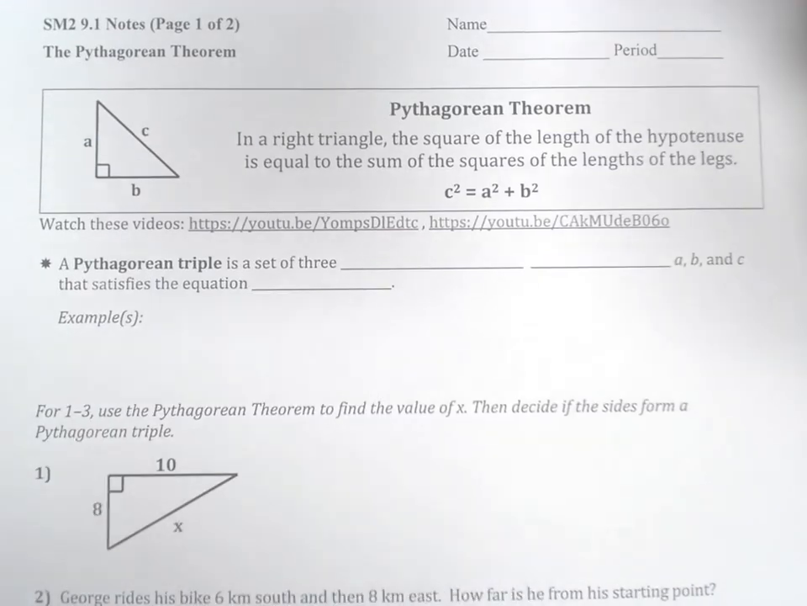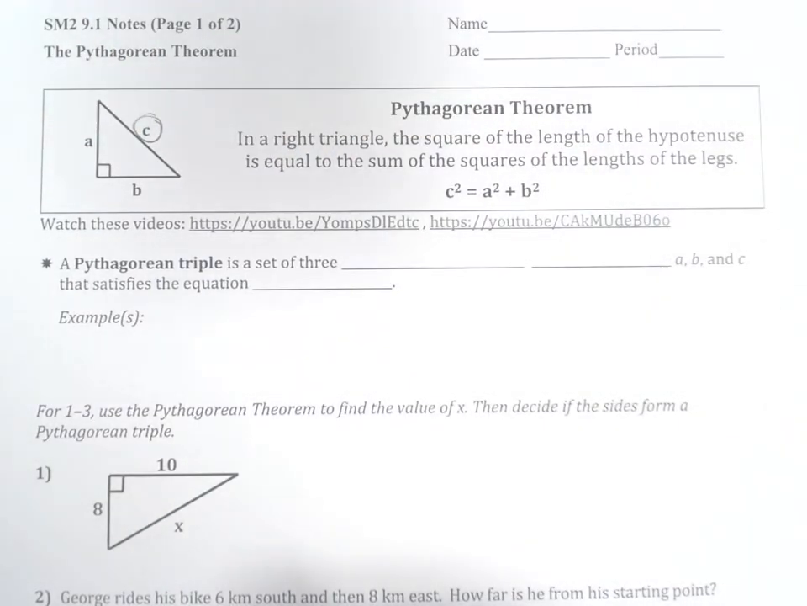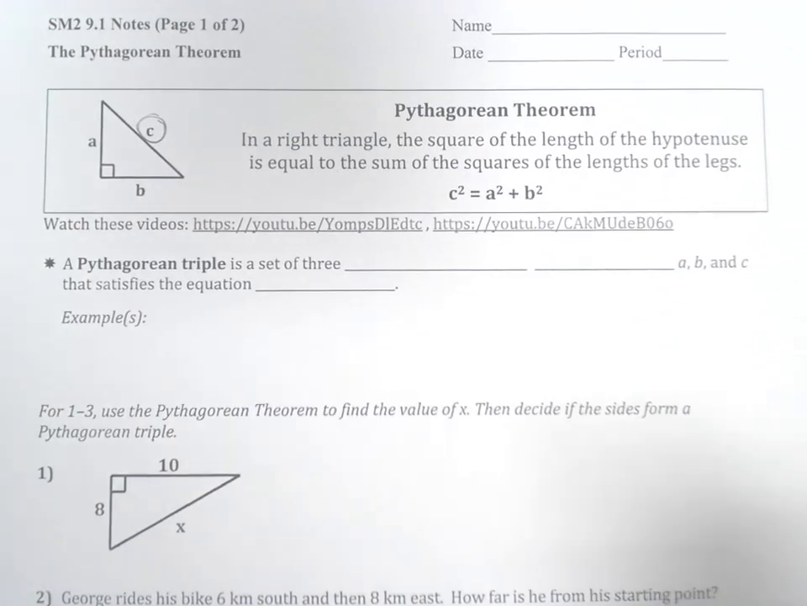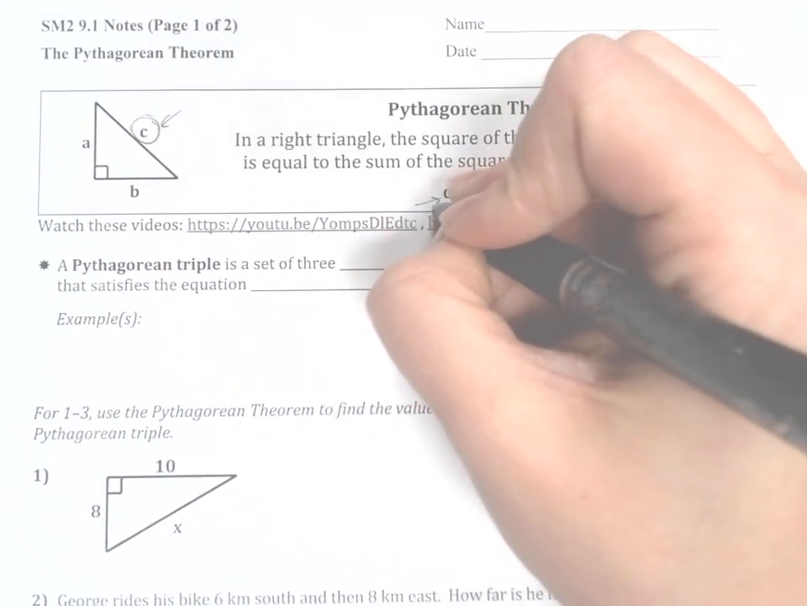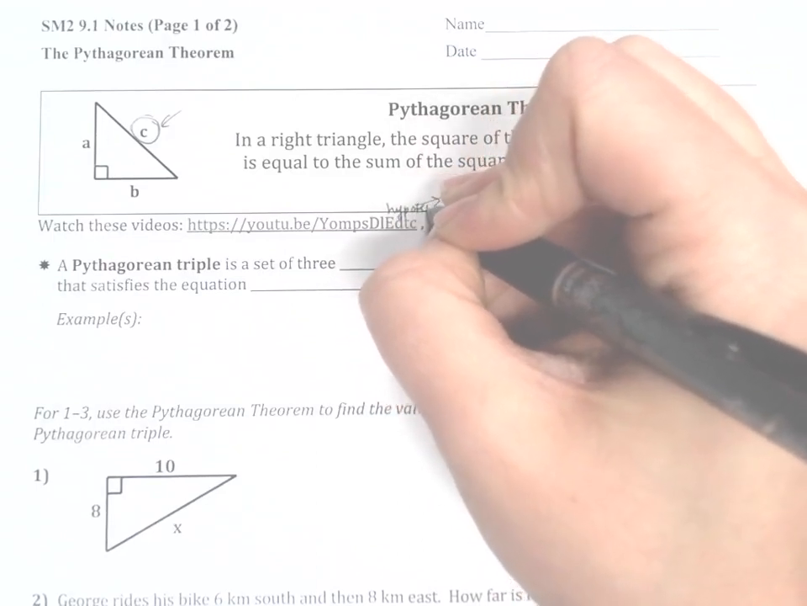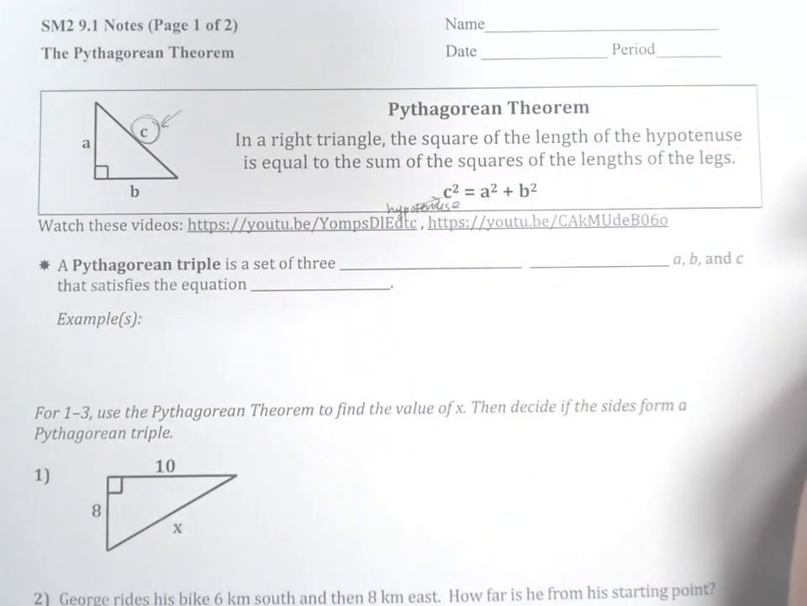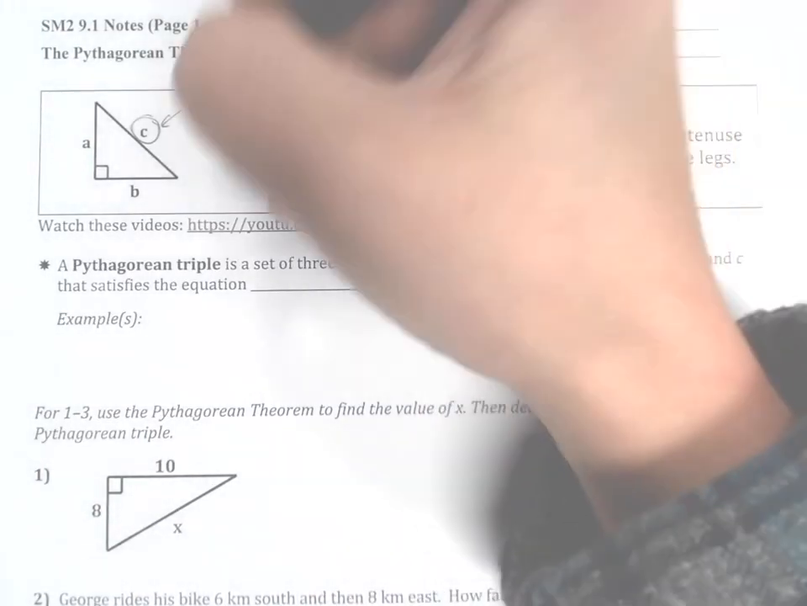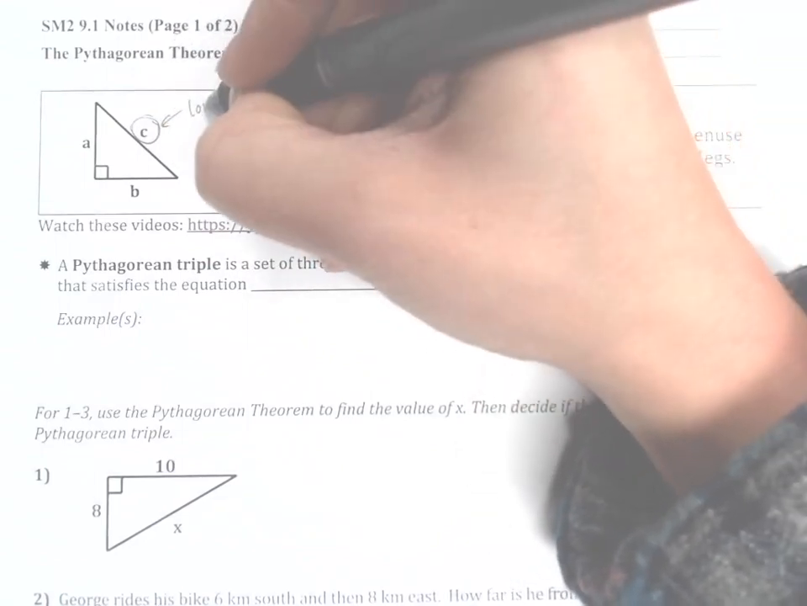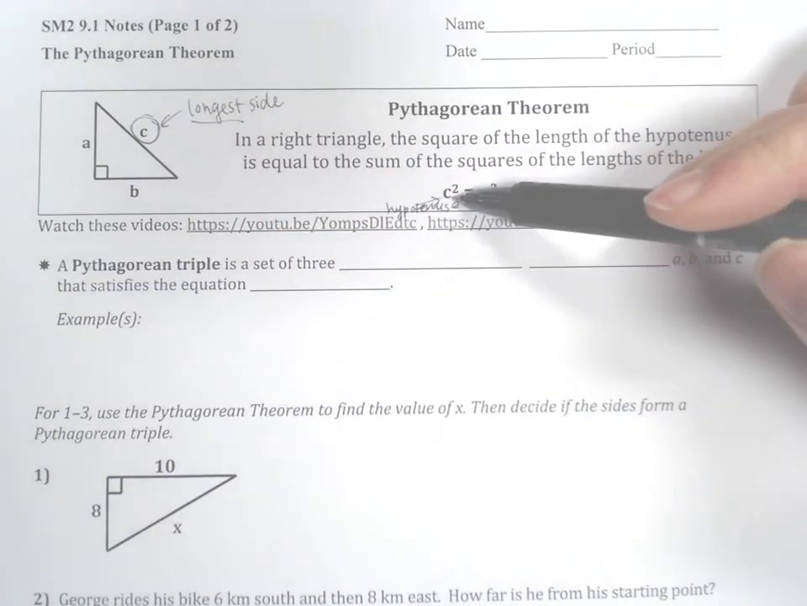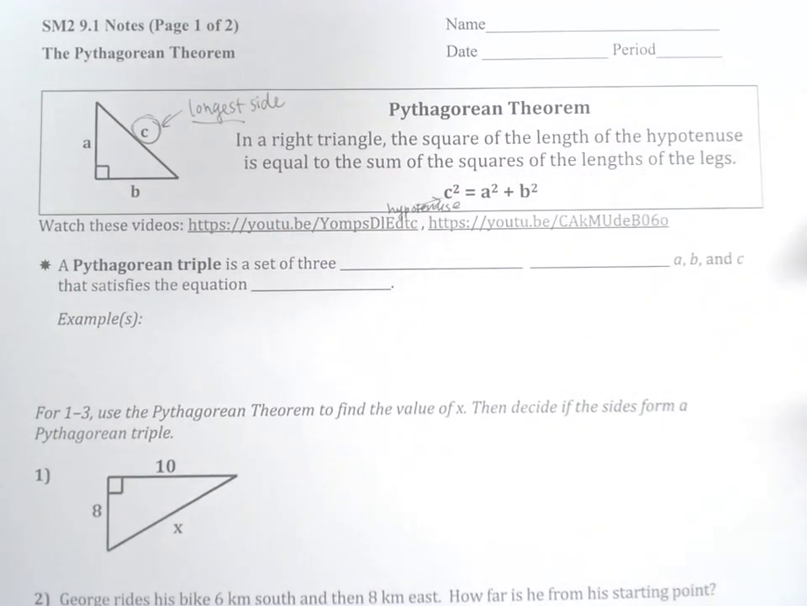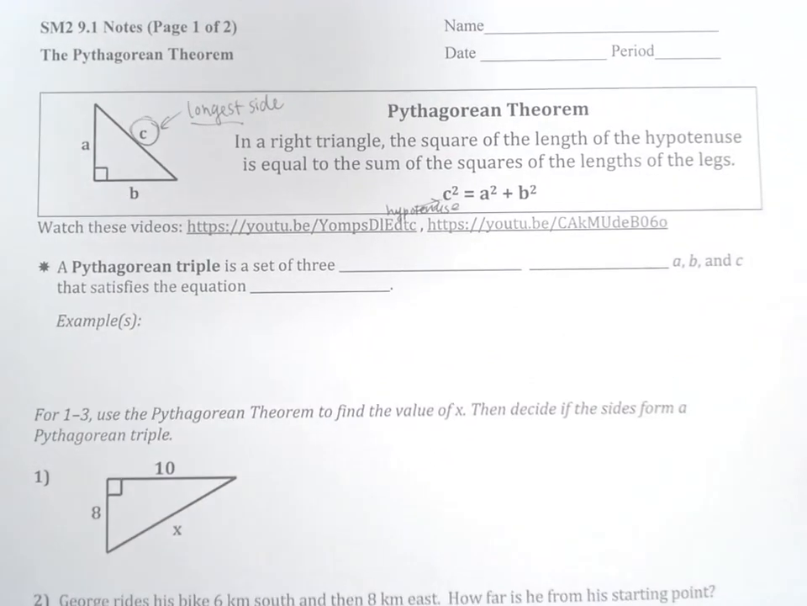The important thing to remember is that a and b, it doesn't matter. They're just the legs, whichever one you want to call which. But c always has to be the hypotenuse. And if you're not sure which one the hypotenuse is, like if you don't have a picture, the hypotenuse is always going to be the longest side of the right triangle. So c is always the hypotenuse or the longest side. A and b are just the other two sides. Doesn't matter which one you choose to call which.